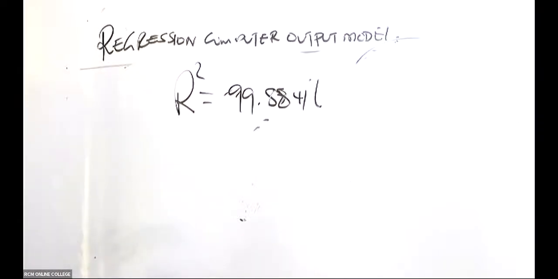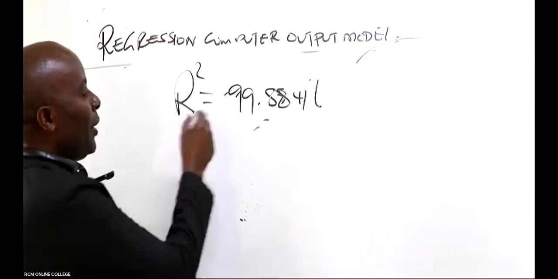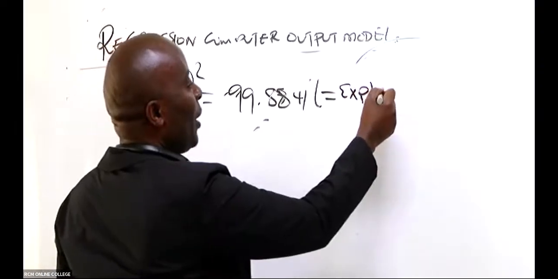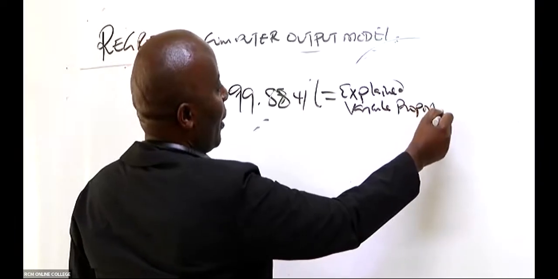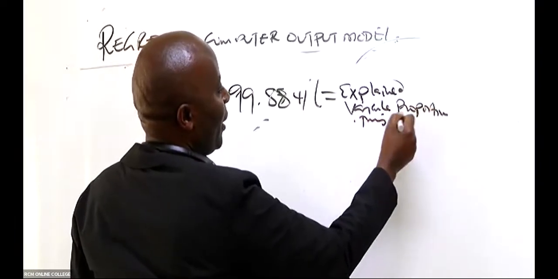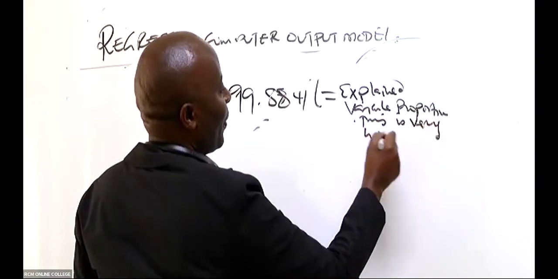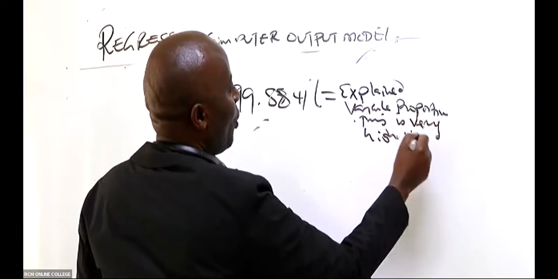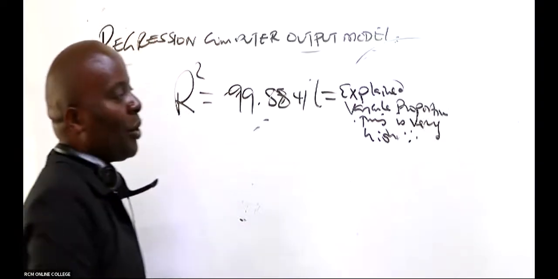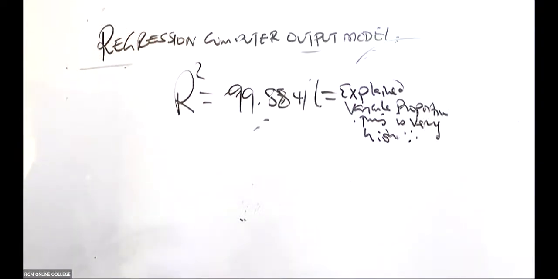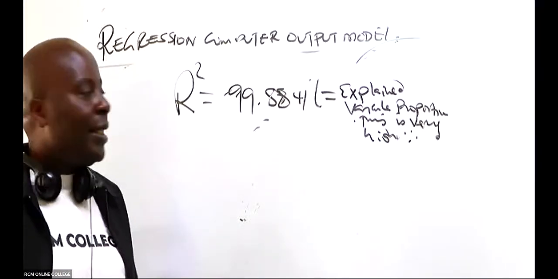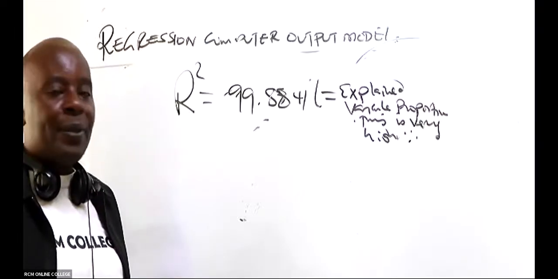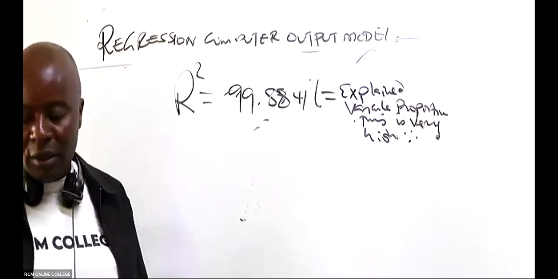So how do I interpret this, ladies and gentlemen? It means that x1 and x2 explain, it is the explained variance proportion, and I say that this is very high, and therefore the model is excellent for prediction. You'll get all the marks. 99.8841% is really excellent.